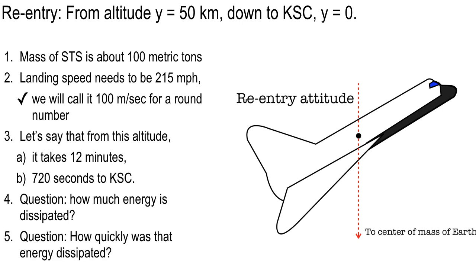And the other question is how quickly was that energy dissipated? If we estimate about 12 minutes, that's a righteous number for the space shuttle. It's not graven in stone that they all take 12 minutes, but 12 minutes is typical for a space shuttle reentry. All right, so now that you've got your notes here, 50 kilometers and then 0 for the y-axis, 100 metric tons, and then we have the other speeds already up. So let's do the dynamical states at 50 kilometers, kinetic and potential.